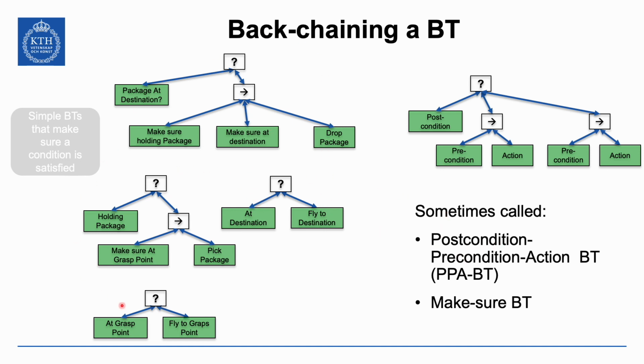And the reason we're listing them here is that this is the subtree for holding the package, and it's right underneath, make sure we're holding the package. This is the subtree for flying to a destination, and it's right underneath, make sure we're at the destination. And this is the subtree for at grasp point, and it's right underneath, make sure at grasp point. So we're going to connect these in a backchaining way to get the entire tree in this way. This is the connection we just mentioned here.